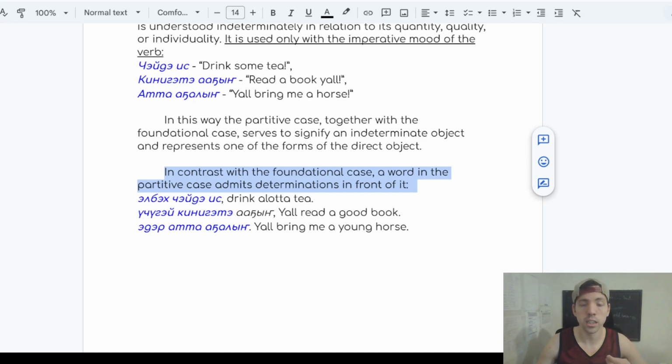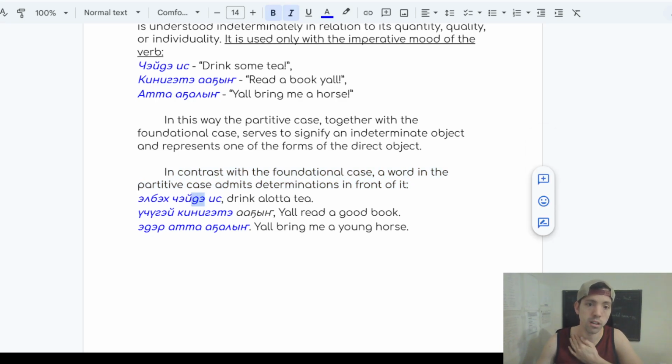differently than the foundational case, which is, I believe, they're referring to no case ending. It can take other stuff. So if you say like drink a lot of tea, then you would definitely use this partitive case ending. So for instance, elbeh çayde is drink a lot of tea.